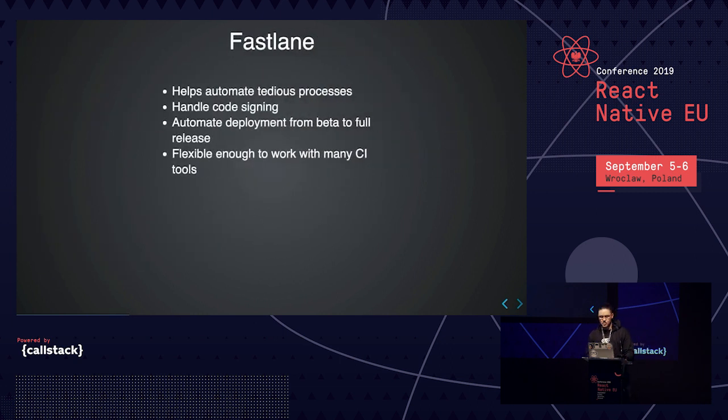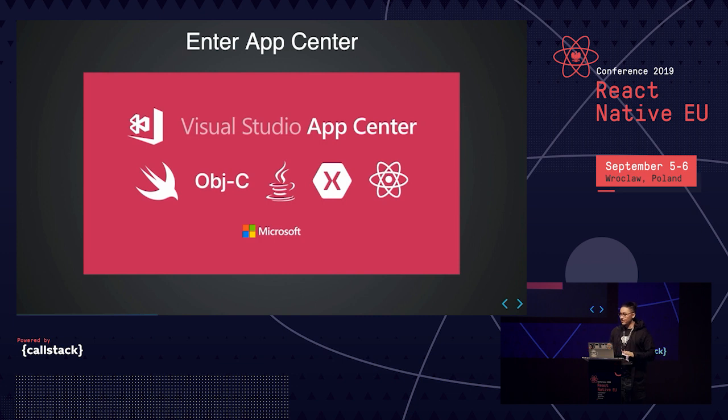So one solution that you can use is Fastlane. Fastlane is some really good stuff. It helps automate tedious processes, handle code signing. You can use it to actually go from beta to full release, and it's flexible. It works with any CI tool out there. However, I am still too lazy for Fastlane. And so enter App Center. And just to be clear, Fastlane's some really good stuff. Just because you use App Center doesn't mean you shouldn't use Fastlane. In fact, App Center uses Fastlane under the hood, so that's something to keep in mind.